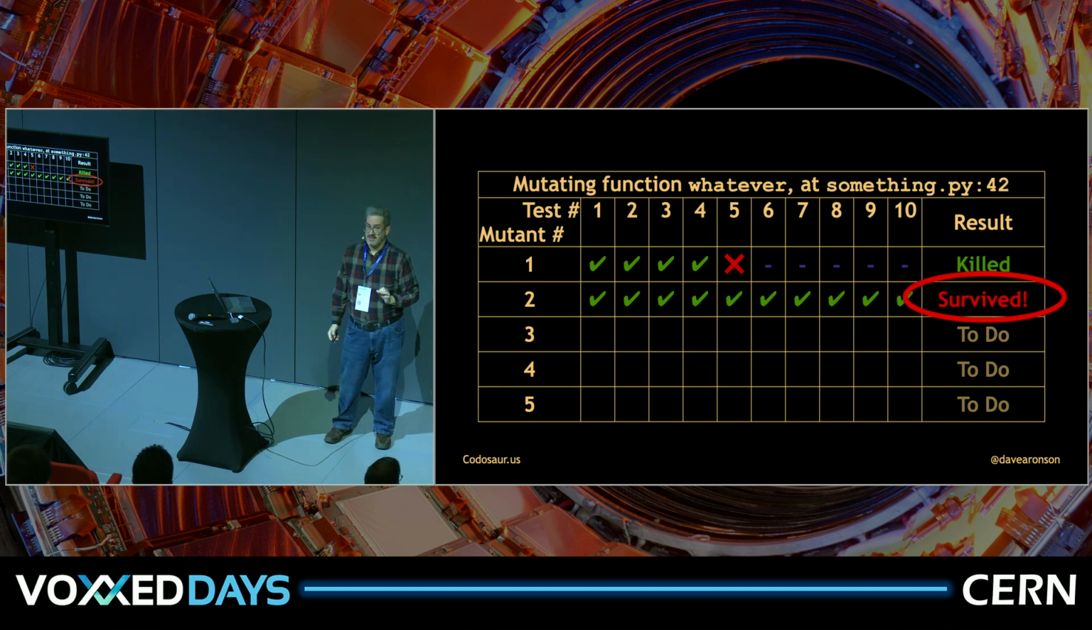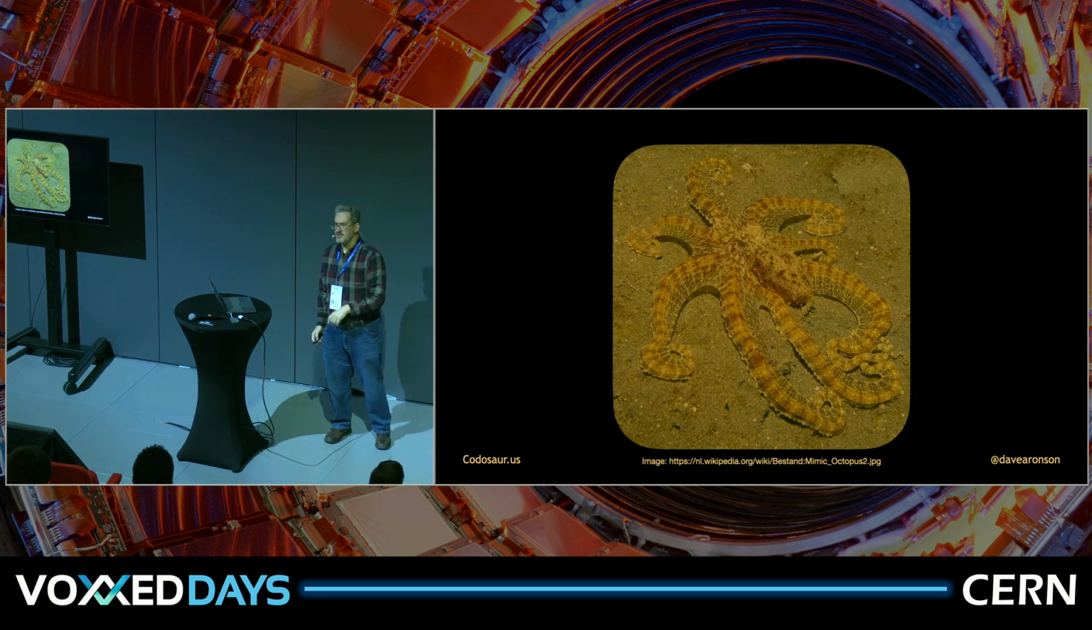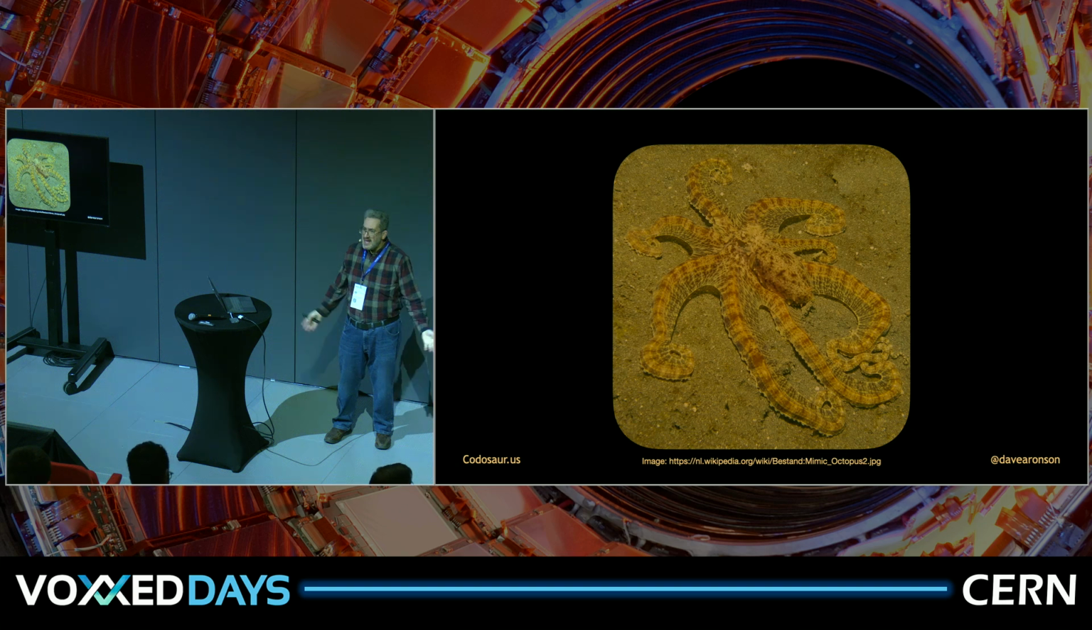And that means that the mutant has the superpower of mimicry, skilled enough to fool our tests. This usually means that our code is meaningless, or our tests are lax, or both, and now it's up to us to figure out how.